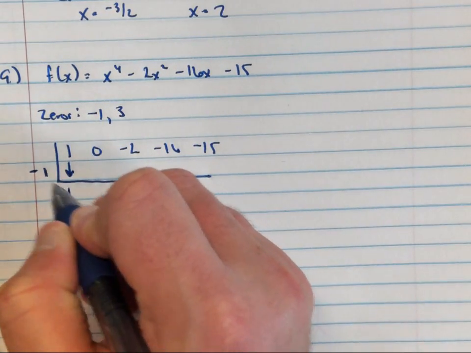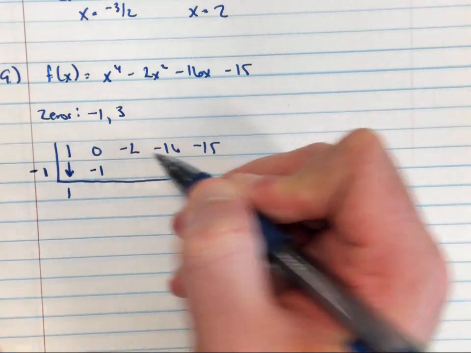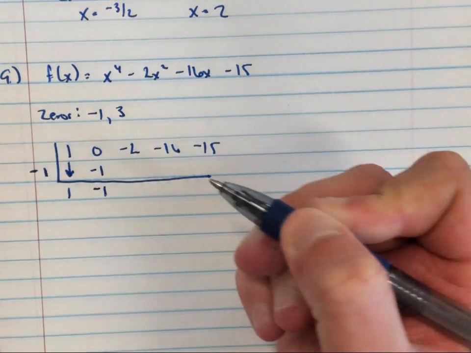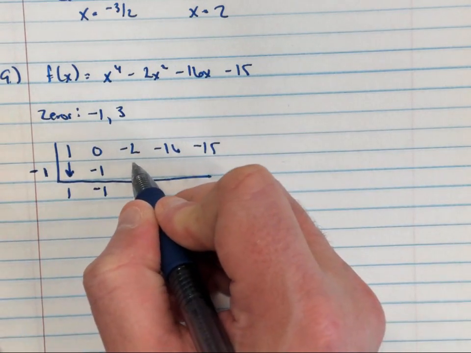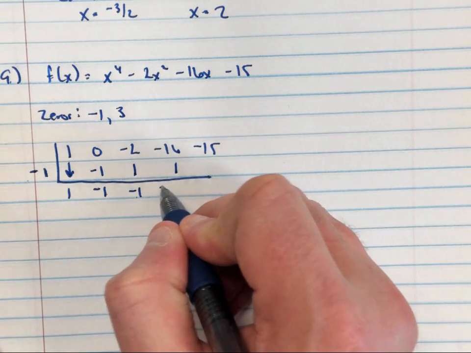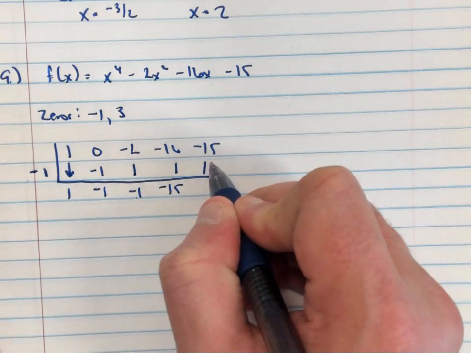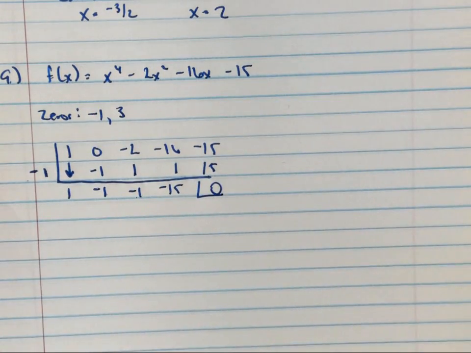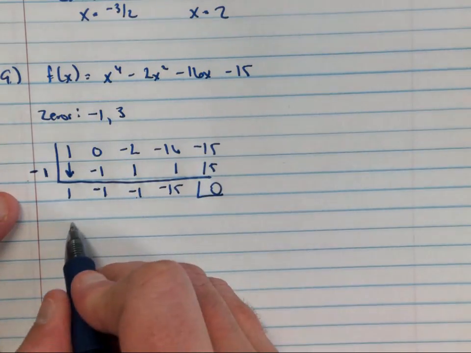Bring the first one down. Negative 1 times 1 is negative 1. 0 and negative 1 gives me negative 1. Negative times a negative is a positive. I got remainder 0. That's what I wanted. So now I went from quartic to cubic.